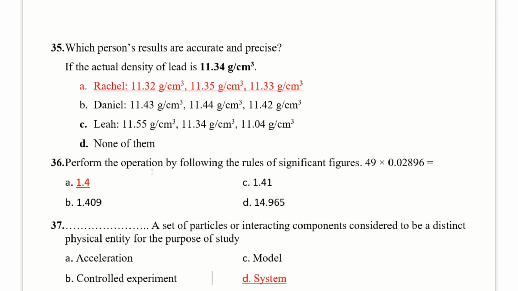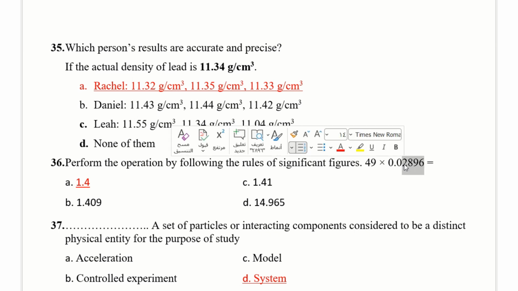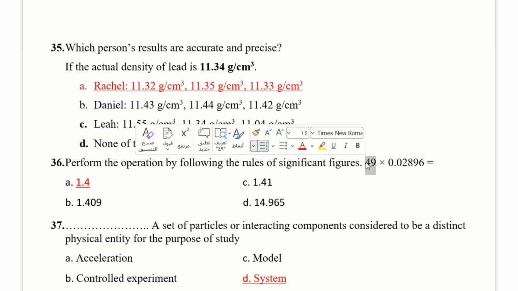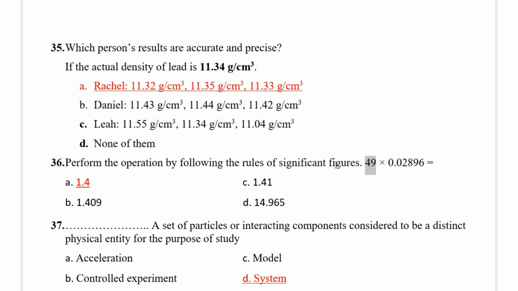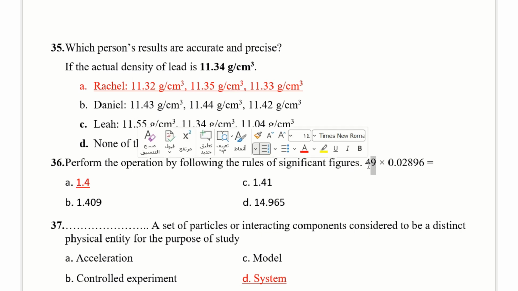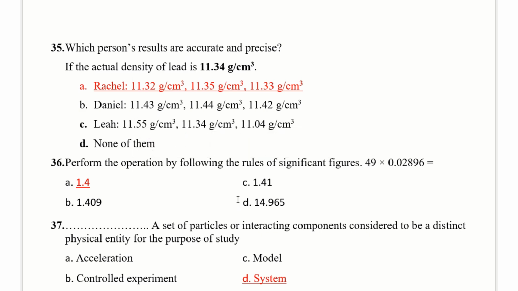Okay. Perform the operation by following the rules of significant figures. Here you have multiplication. So how many digits do you have? You have 4 significant figures here, and here you have 2 significant figures. So your answer should include 2 significant figures. After I multiply, I get 1.409 something, and then you need only 2 significant figures, so it will become 1.4. There is no rounding because the digit after 4 is not more than 5, it's less than 5, so it will become 1.4 only, 2 digits, because 49 also has 2 digits. Okay, this is significant figures.